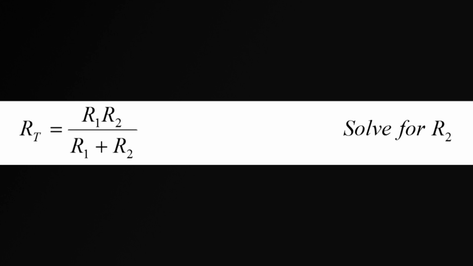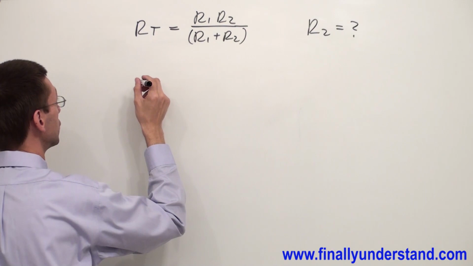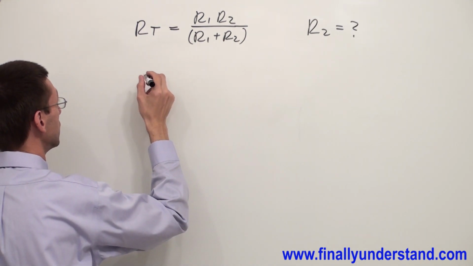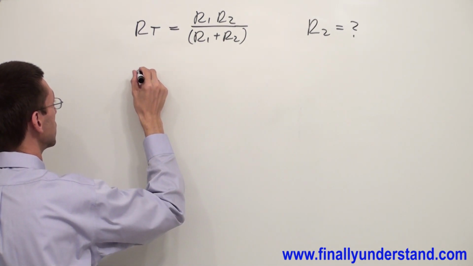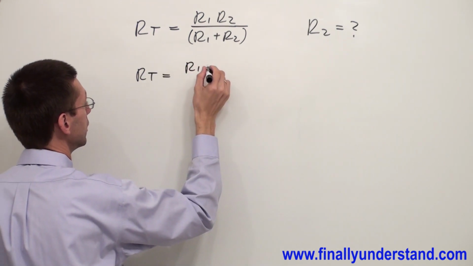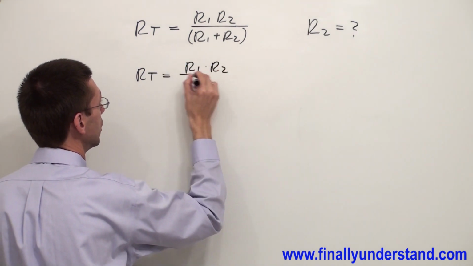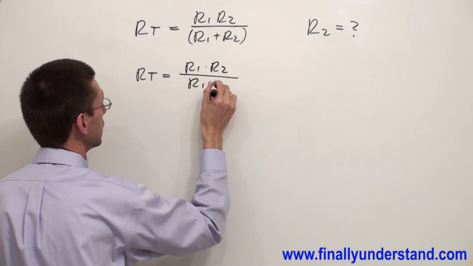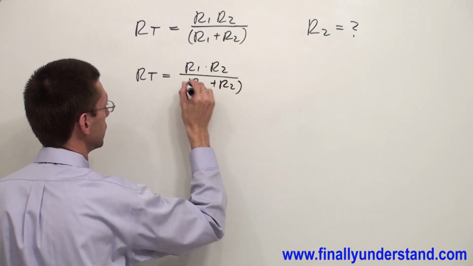R2 is part of the fraction. We have R2 in the numerator and in the denominator. In order to pull out R2 from the fraction, I have to eliminate the fraction. Copy this problem one more time. I have R1 times R2 over R1 plus R2.